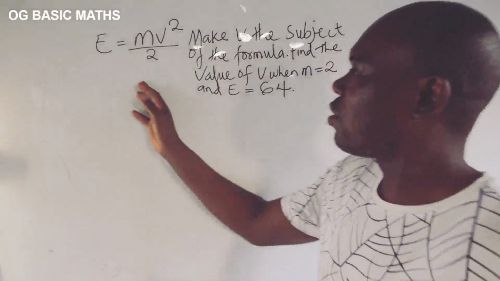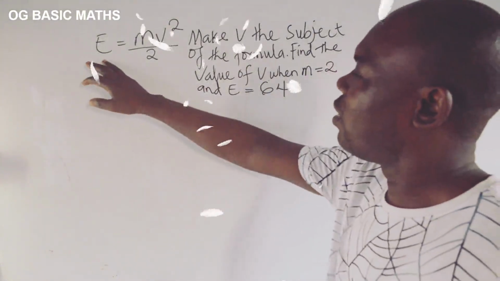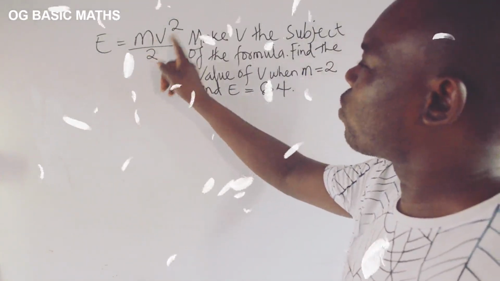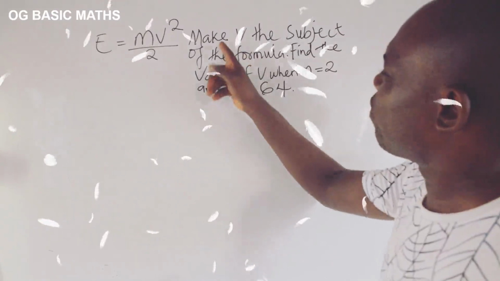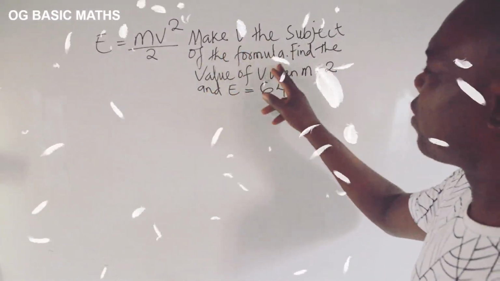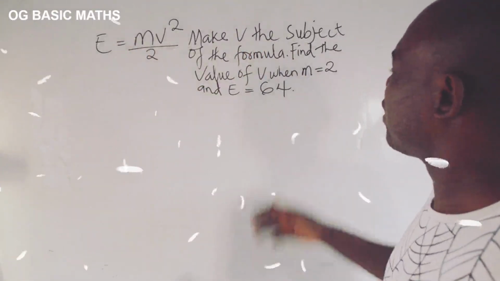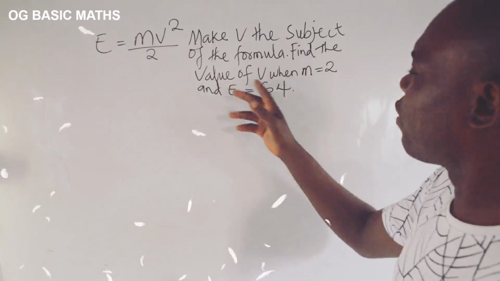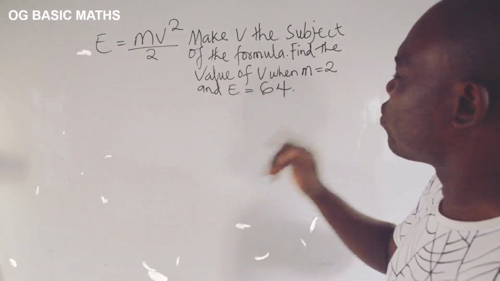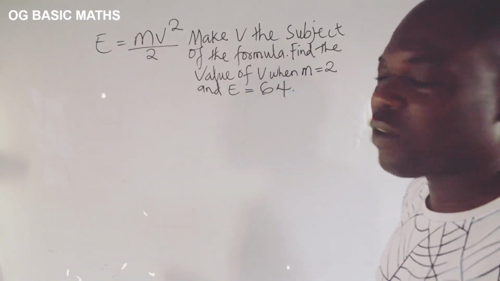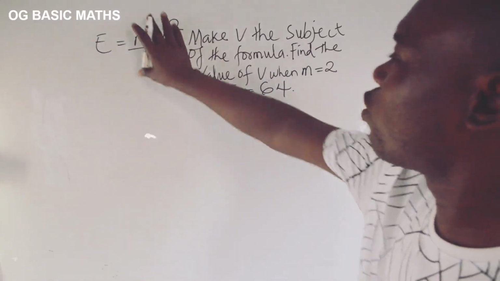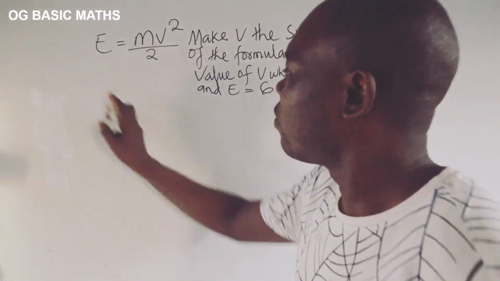We have E equals mv squared all over 2, and we're told to make V the subject of the formula. We have to express V in terms of E, M, and 2. Then we find the value of V when M equals 2 and E equals 64. So the first thing we have to do is to bring the question down the way it is.